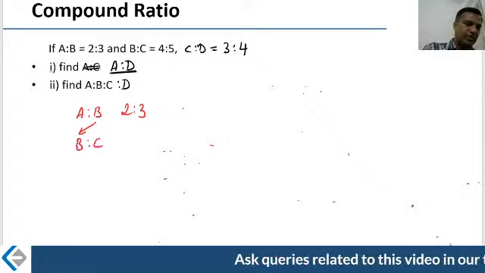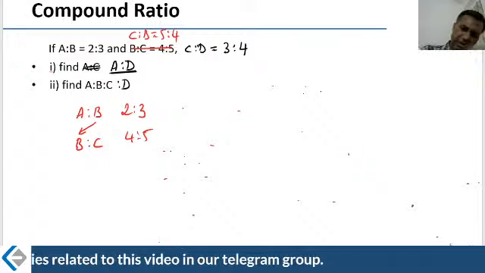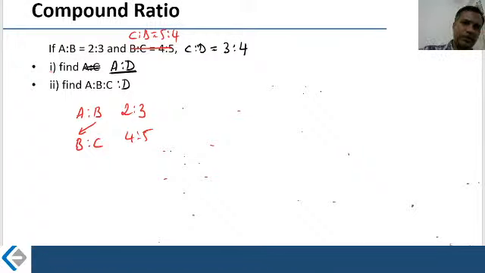Therefore, you are writing it as B is to C is what? 4 is to 5. You may wonder, instead of giving B is to C, the author might have given C is to B is equal to 5 is to 4. Both are the same, friends. The author might have given it as C is to B, 5 is to 4. No problem, you write B is to C.